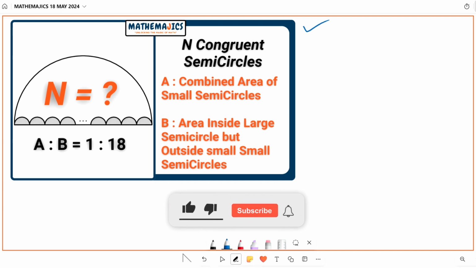So we have this very interesting question of geometry, and this question is taken from one of the Canadian math exams. It was conducted by University of Waterloo. So let's see what is given in the question and what do we need to find out.